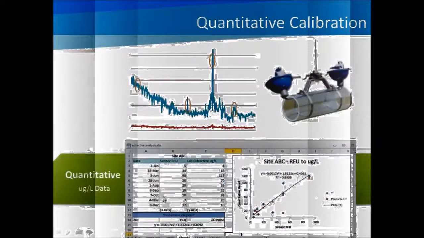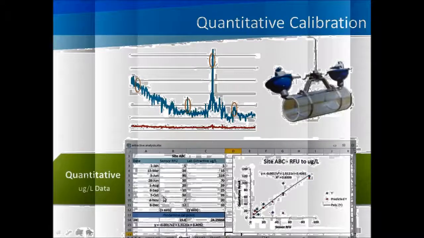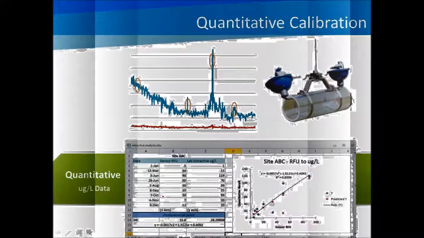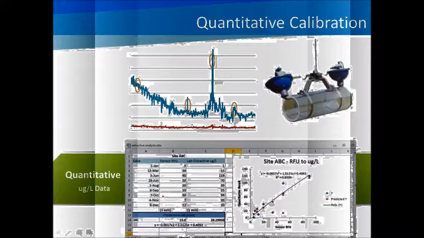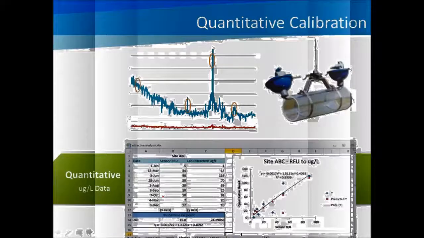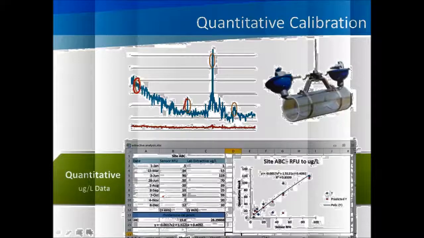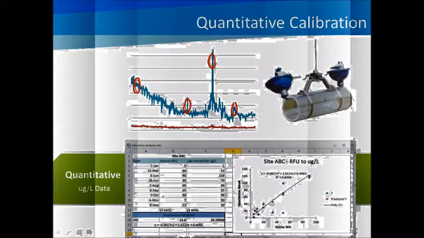Now I want to move to the more advanced calibration process. We still need to start with some baseline data, and I'm going to use the same data set we looked at before. The next step is going out and collecting field samples for extracted lab analysis. Ideally you want to sample at different concentrations, under different flow conditions, at different seasons in the year, at each site that you're doing your monitoring at.